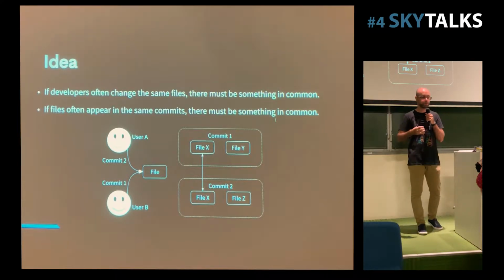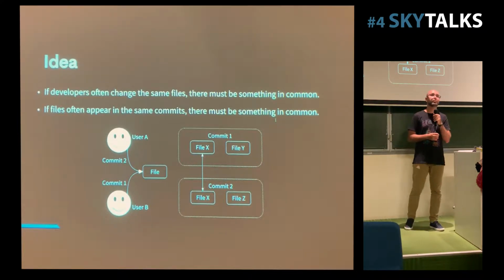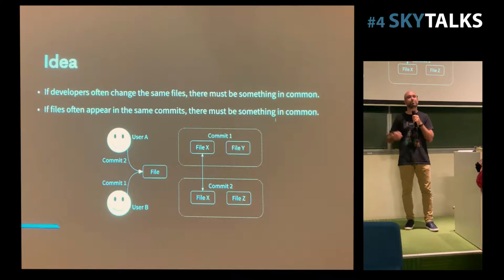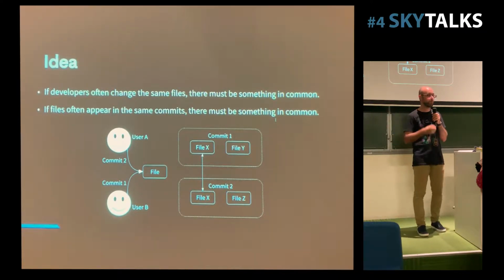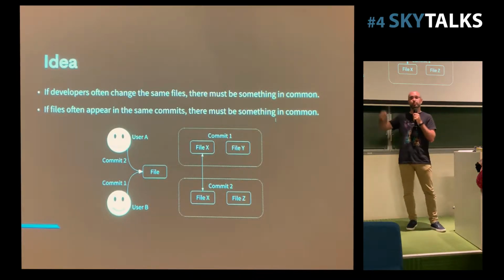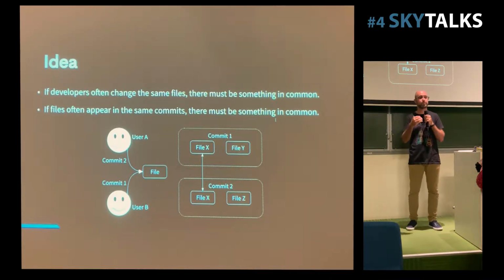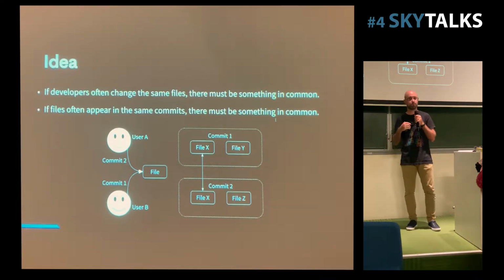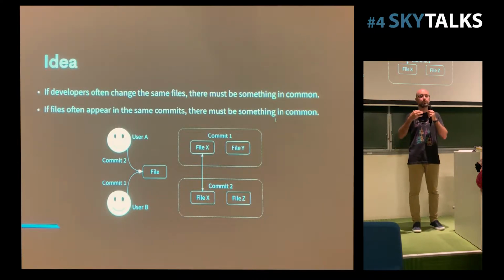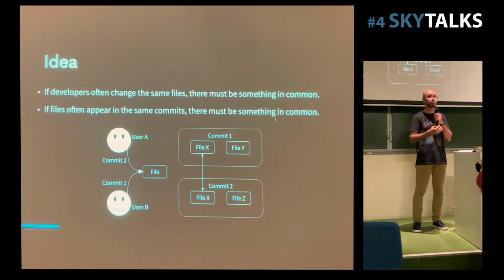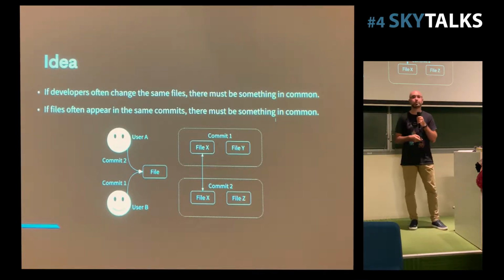There are other examples of this coupling. If you do a large-scale refactoring, I don't know, if you rename a method which is used in many different places in your program, you also have to change all the files which are using it. And these files get coupled. And if they often appear together in the same commit, they're definitely coupled. They have something in common. And let's try to visualize it, to reveal it using machine learning.